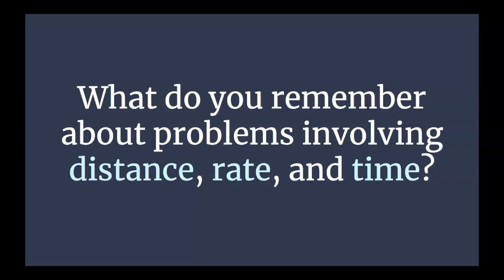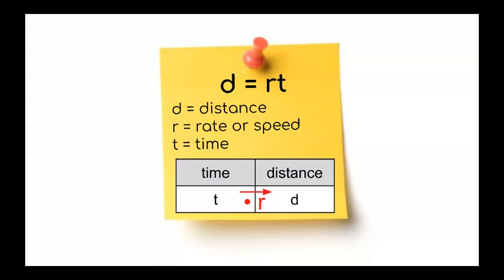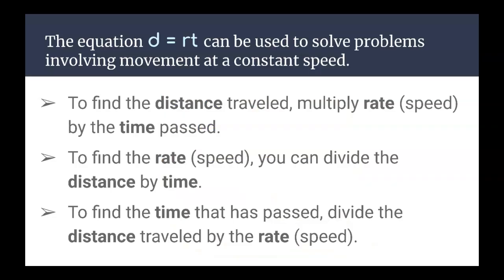What do you remember about problems involving distance, rate, and time? We talked about this earlier this year, and it's a concept that comes up a lot. So we had a formula. It was d equals rt. That meant that distance equals rate, sometimes we call that speed, times time. And so we can use this formula to solve problems and find distance, rate, or time. When you're looking for distance, you would want to multiply the rate by the time. To find the rate, you would divide distance by time, and to find the time, you would divide distance by the rate.